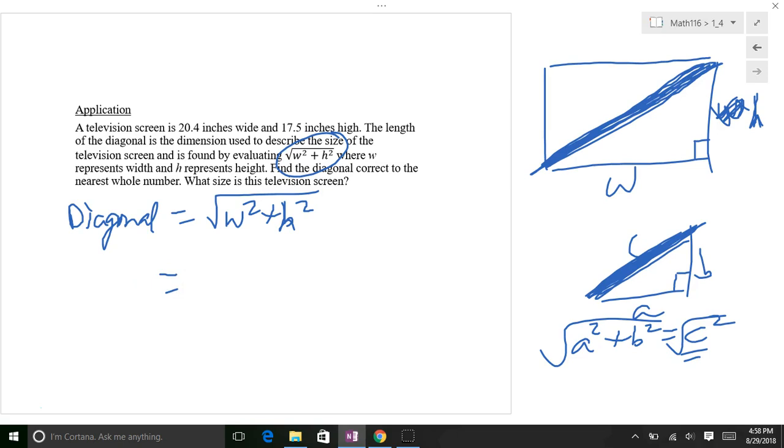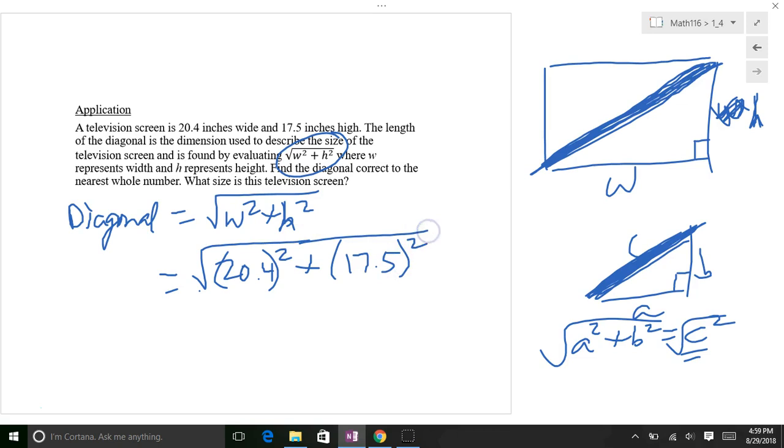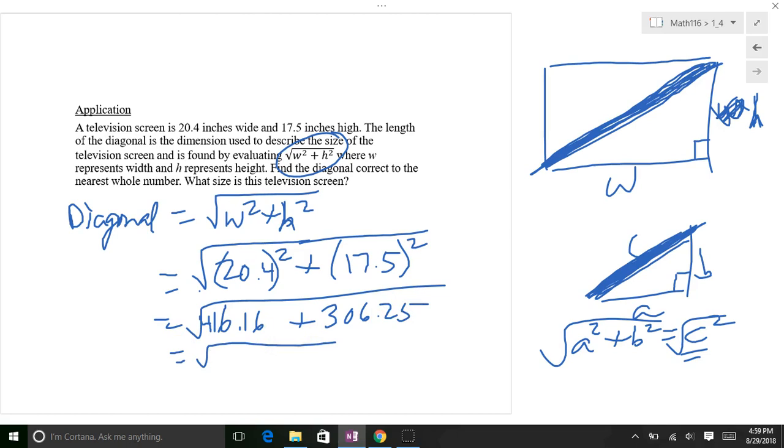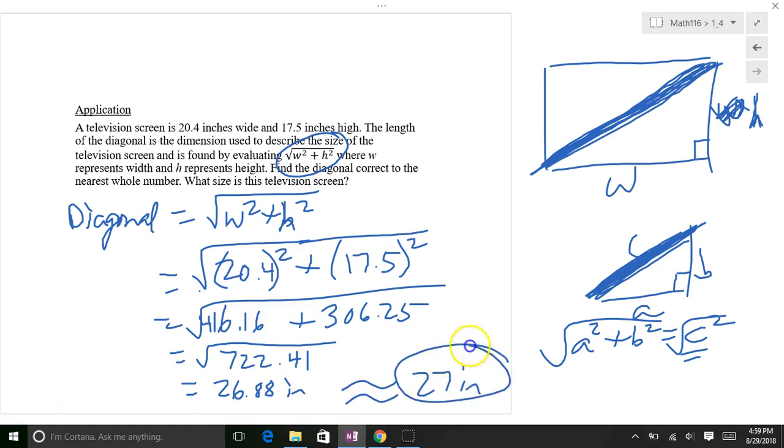So if I've got a television screen that's 20.4 inches wide, which is squared, and I've got the 17.5, which is squared. Make sure you punch in the 20.4 squared, 416.16. Punch in the 17.5 squared, that's 306.25. Now add them together, 722.41, and then square root that. It looks like it's 26.88. So that's the size of the television screen. We're in inches here, so it's about 27 inches. It's about a 27-inch screen.